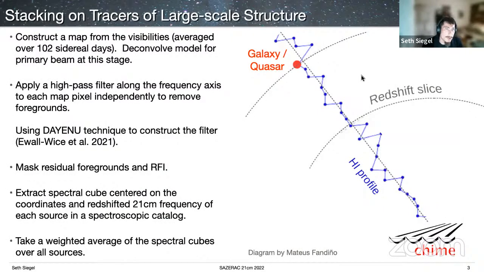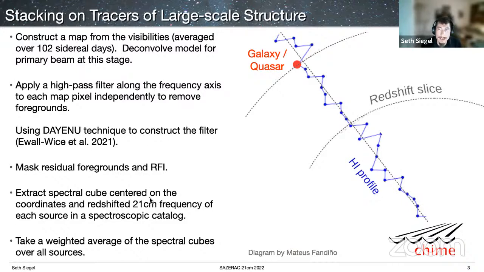We used a stacking algorithm in order to correlate the two data sets. The algorithm is conceptually pretty simple. We first construct a map from the visibility data. We use the average visibility over 102 sidereal days. Then we apply a delay filter to each map pixel independently to remove foregrounds. We mask any foregrounds or RFI still present in the residuals.